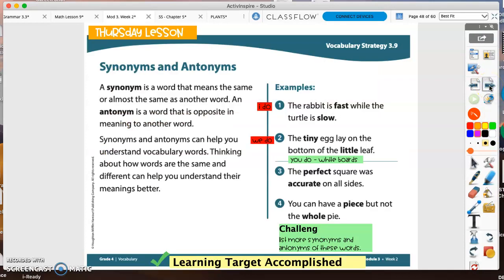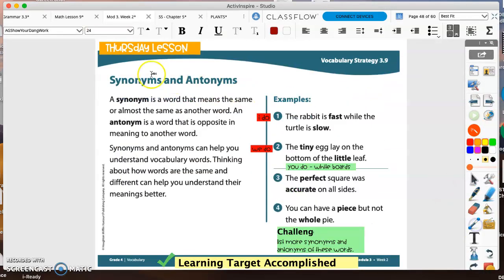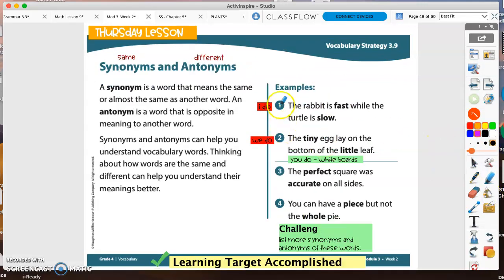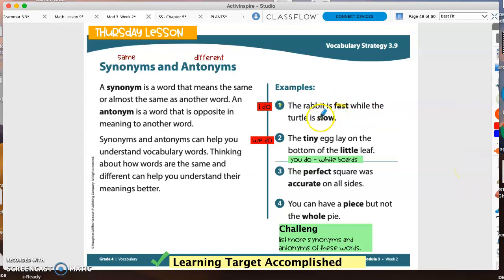The first thing we are going to look at are synonyms and antonyms. And we already know that synonym means the same and antonyms mean they are different. They are not alike, okay? So we're going to look at our examples over here on number 1. It says the rabbit is fast while the turtle is slow.